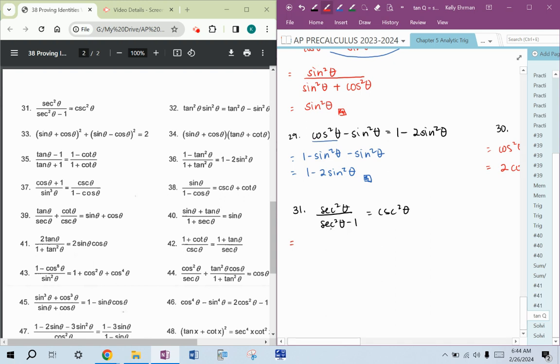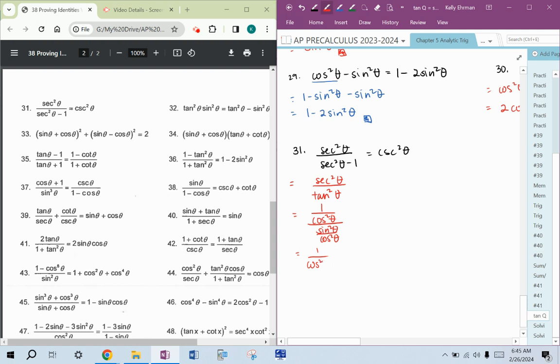So secant squared minus 1 is a rearranged Pythagorean identity. So we have secant squared on top, and this is tangent squared theta on the bottom. And then let's rewrite in terms of sine and cosine. So 1 over cosine squared theta over sine squared over cosine squared. Take that out of its ugly complex fraction. 1 over cosine squared theta times cosine squared theta over sine squared theta. Cosine squareds cancel, and 1 over sine squared is cosecant squared theta.